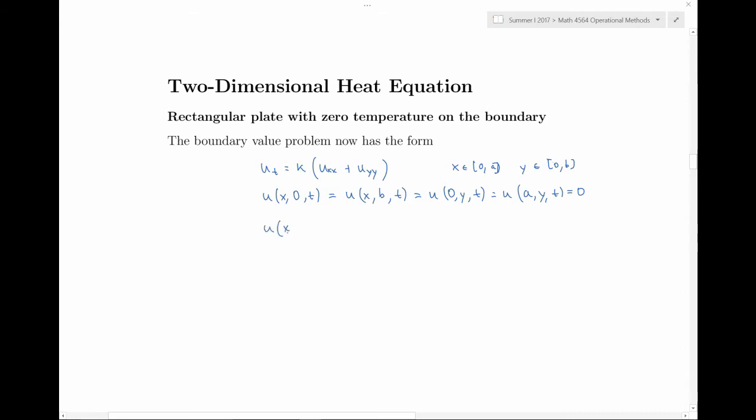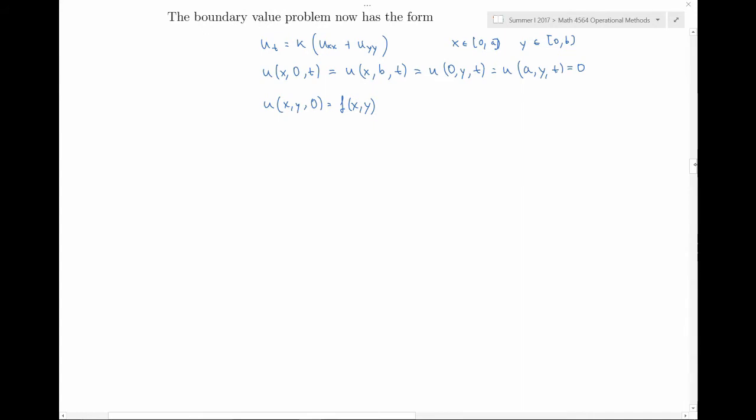So u of x, y at time t equals 0 will be some kind of function that depends on x and y. So initially our plate will have some heat distribution, and then the conduction of heat processes will take place, and we'll observe the evolution of the heat distribution of this plate. Just as before, we're going to assume that the solution is a summation of building block solutions.